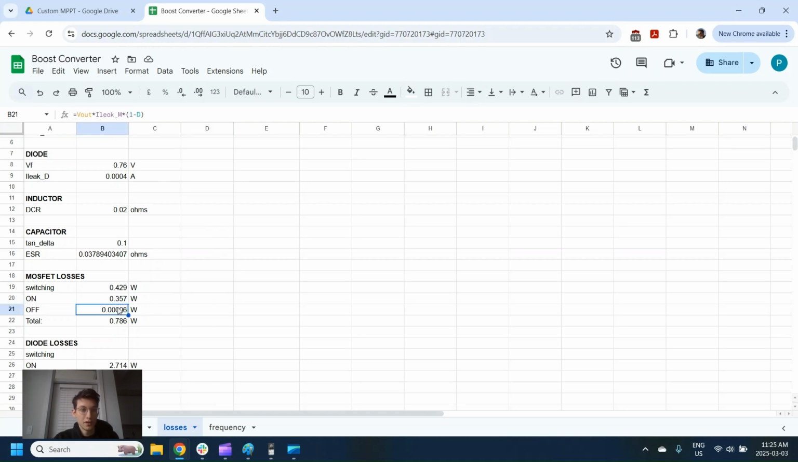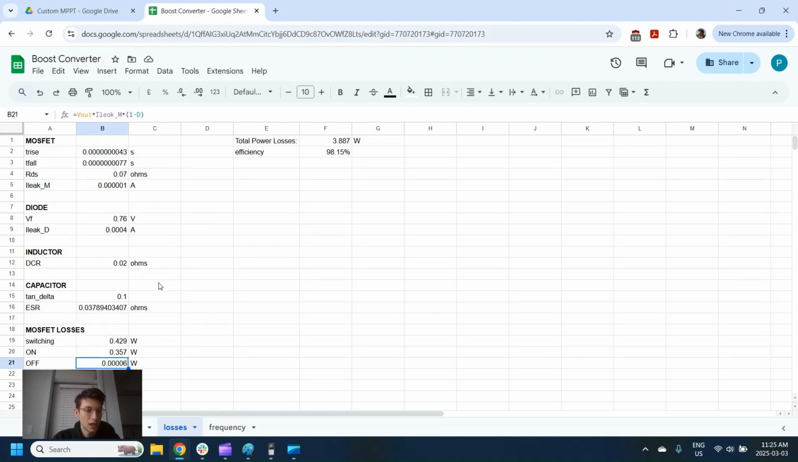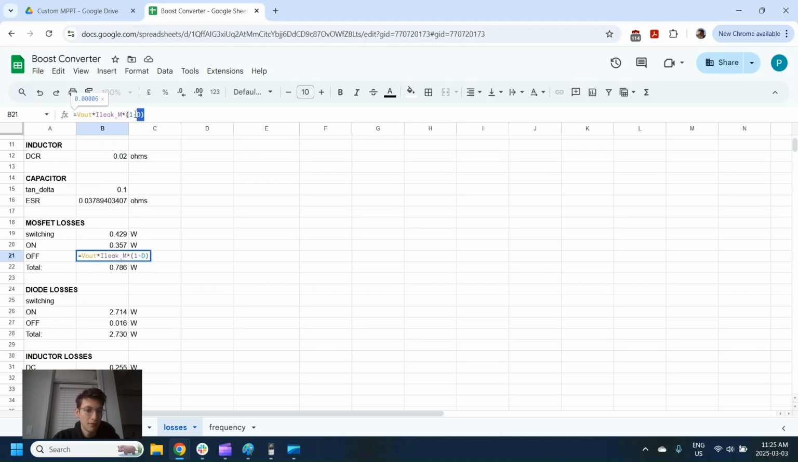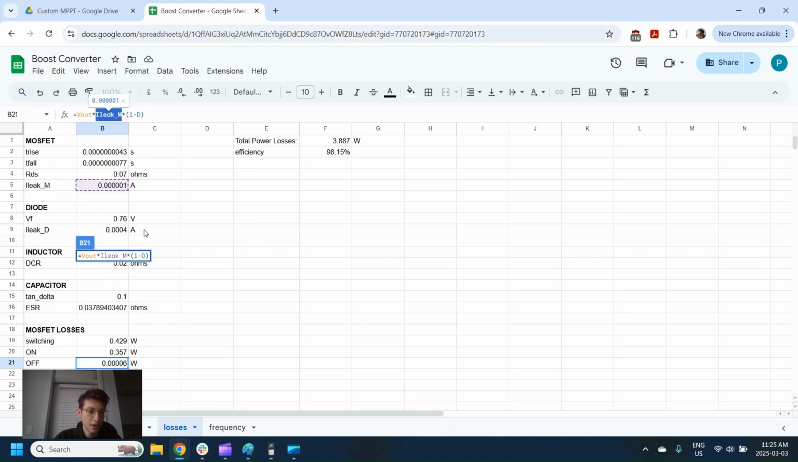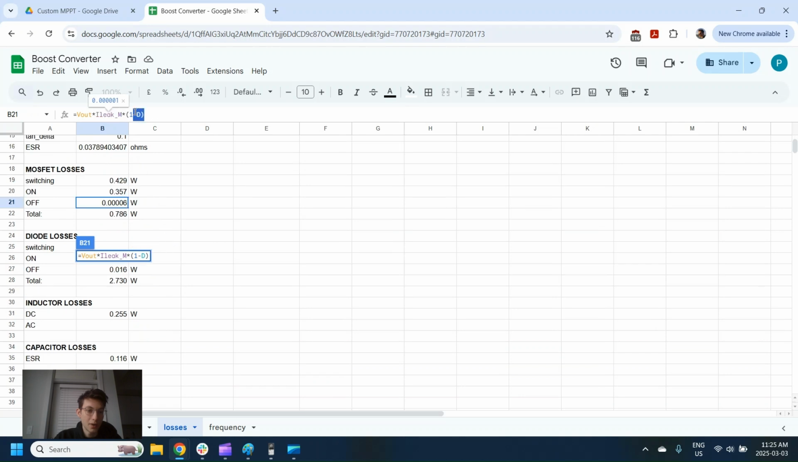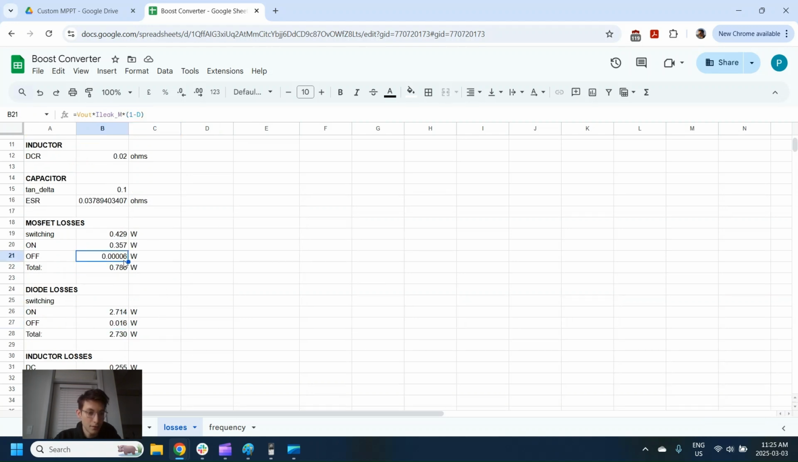And so you might say, well, what about the off losses? This is just a pretty simple thing. It's basically saying in that other time, we're not exactly an open circuit. There's a leakage current. So we take the voltage that we're at and we take our leakage current, which is usually some very small number, and we multiply that by 1 minus D to get the other section. And we can see that these are very small compared to our on losses or our switching losses. But that gets us our total losses on the MOSFET.